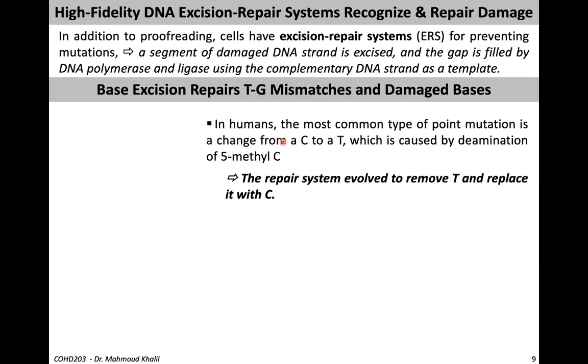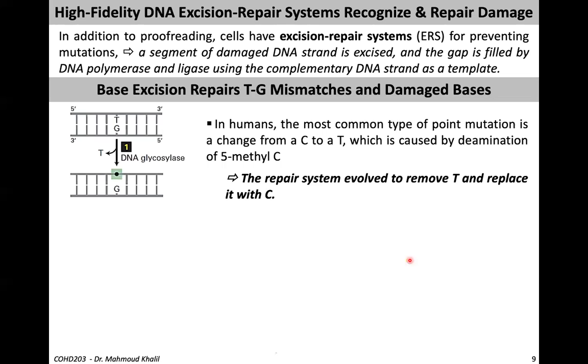You can see in humans, the most common type of point mutation is the change of C to T, as we have just seen in the previous slide, which is caused by deamination of 5-methyl cytosine. The repair system evolved to remove this T and replace it with a C. So you can see here, the damage already happened. The T has been changed by deamination from a methyl cytosine.